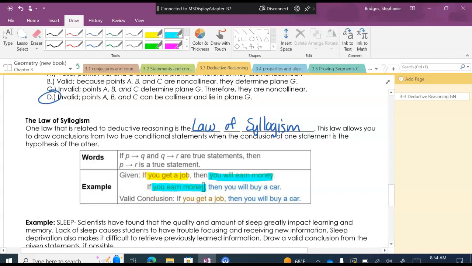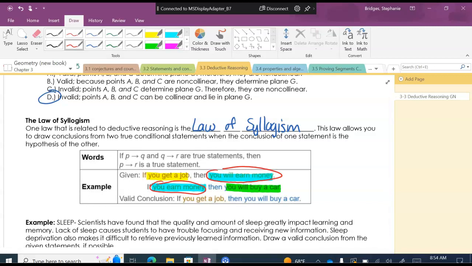You earn money, right? Okay. And then it says you will buy a car. Do you notice how the conclusion in the first statement is exactly the same as the hypothesis in the second? So we can make a valid conclusion based off of that fact right there.